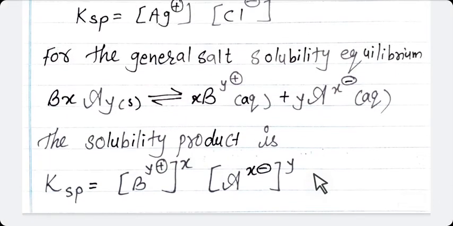Students, there are many examples we can use for the solubility product, or Ksp. In place of AgCl we can use BaSO4 barium sulfate, CaF2 calcium fluoride, or calcium phosphate. In place of AgCl you can use any other sparingly soluble salt.